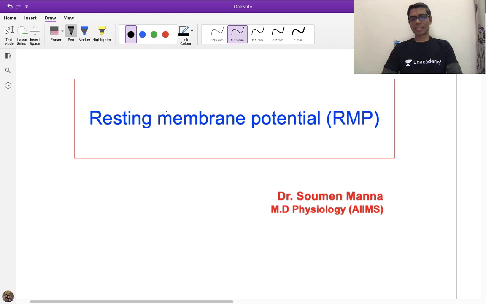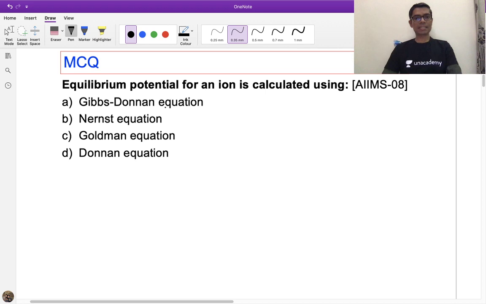So first MCQ that I'm giving to you here. Okay, so this is the first MCQ. Equilibrium potential of an ion is calculated using which of the following equations? This is a very, very simple question. I know all of you can answer. So what is your answer? A, B, C, or D?